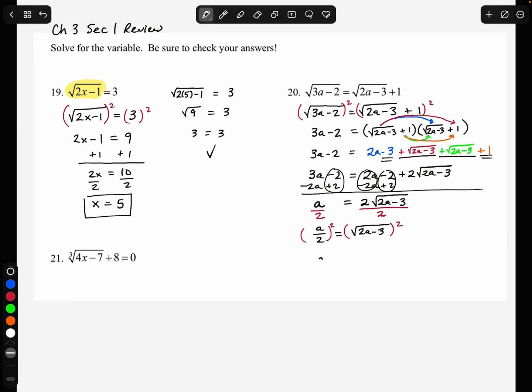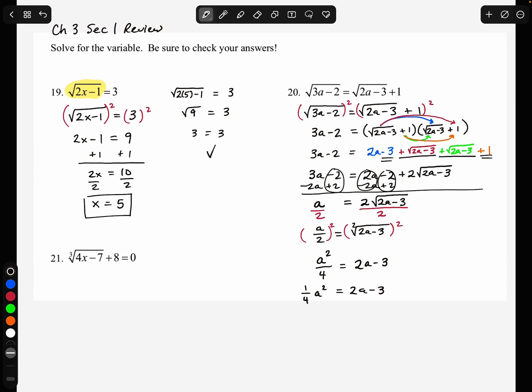So we'd have a squared over 4 is equal to, on this side, the square root of 2a minus 3 is going to give us 2a minus 3, right? This cancels out with this root value. So you can think of this as a squared over 4, or some of you may like to think of it as 1/4 a squared, right, is equal to 2a minus 3.